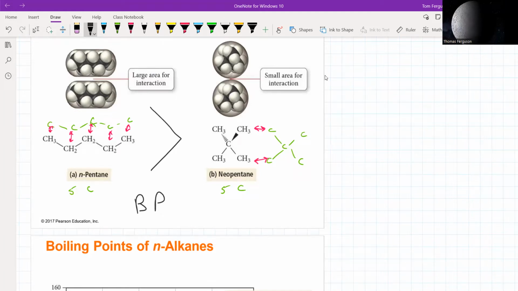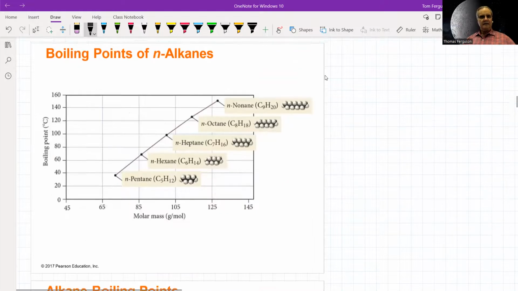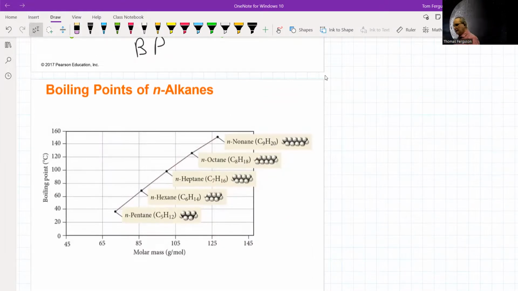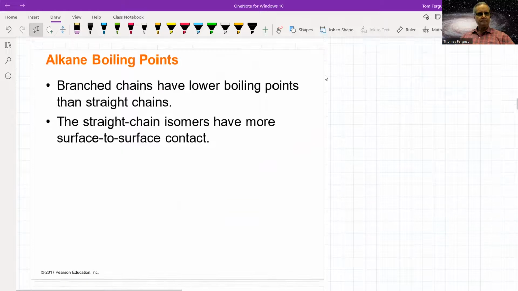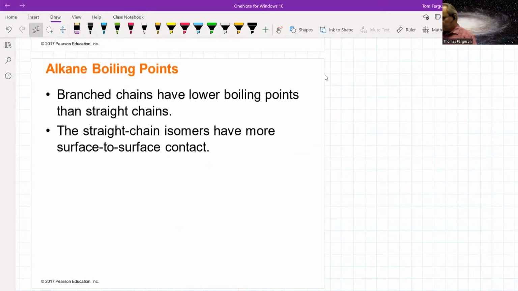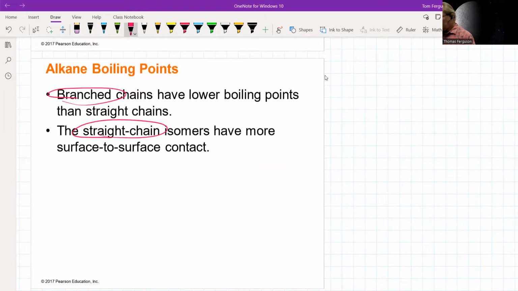Okay, so we move on here. If we're looking at the same kind of structure, long, skinny, no branching, as the mass increases, the boiling point increases. A branch has less stickiness than a straight chain because it has less interactive points.